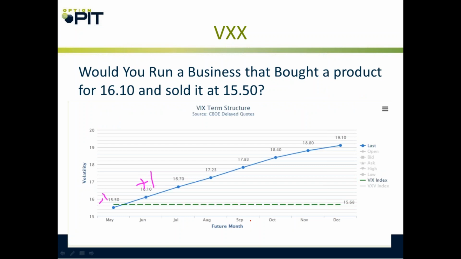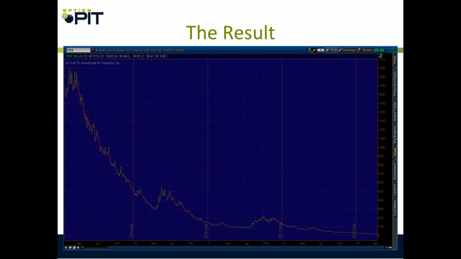If I buy a June future for $16.10 and eventually it's getting to $15.50, how's my business going to work out? Right? So if VIX stays at 15.68, every day this is going to be dropping. So think about that $16.10 purchase sliding down the curve. Every day, for something I bought for $16.10, I'm selling it at a lower and lower and lower price. That creates the problems with VXX, which creates this.